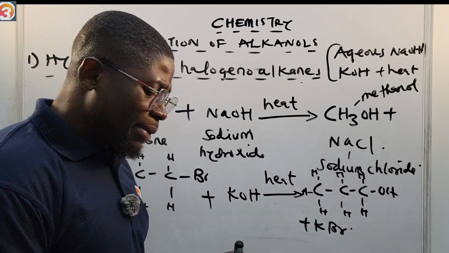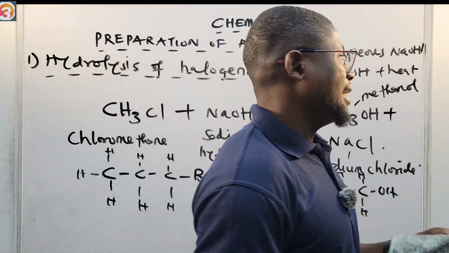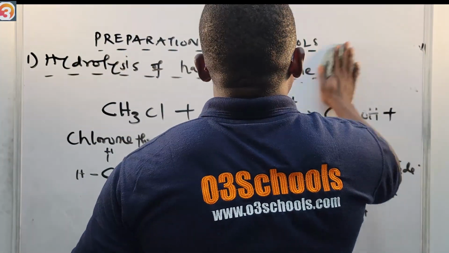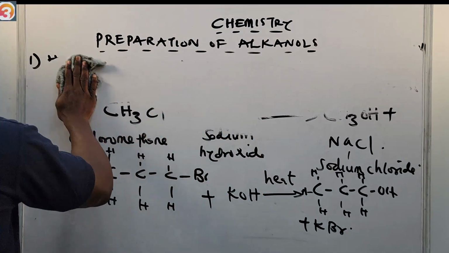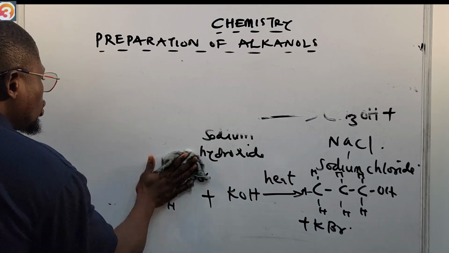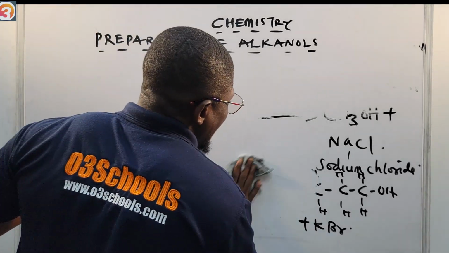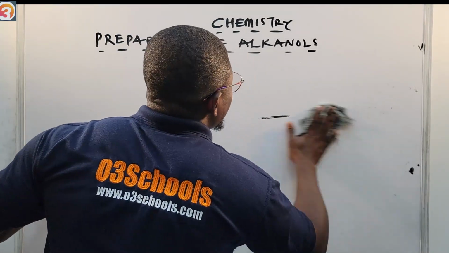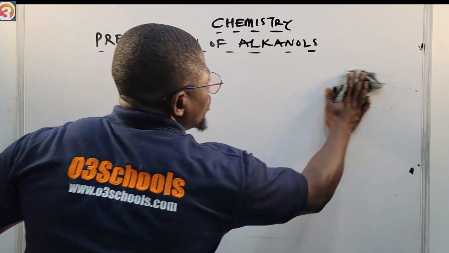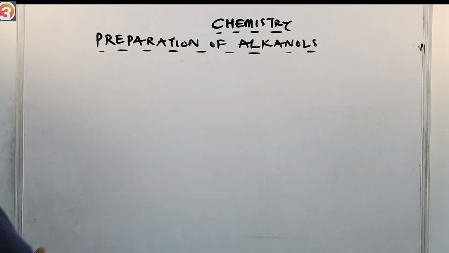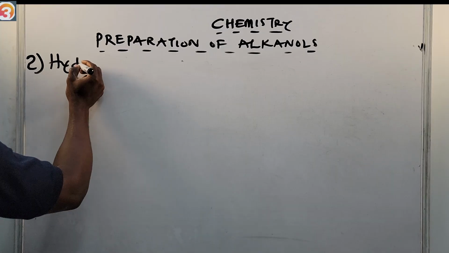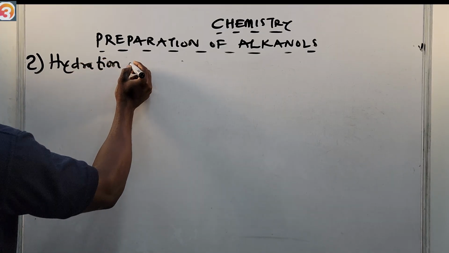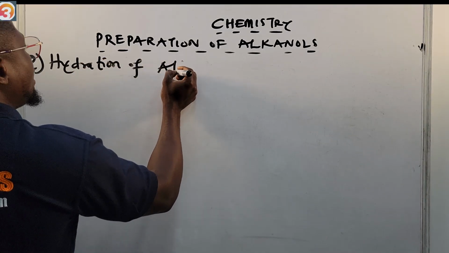So let us now see another method that we can use in preparing an alkanol, or for preparing our alcohols. And this one is called hydration of alkenes. That's the second method we use to prepare alkanols. Hydration of alkenes. Then number 2, hydration of alkenes.